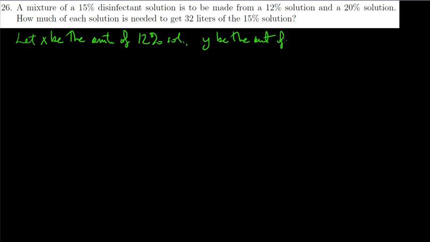So we're looking for the number of liters, the volume, or the amount of each solution, right? So let x be the amount of the 12% solution, and let y be the amount of the 20% solution. Right. And now we just make our usual table.